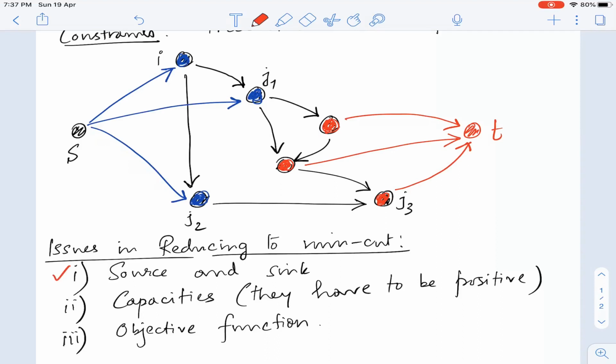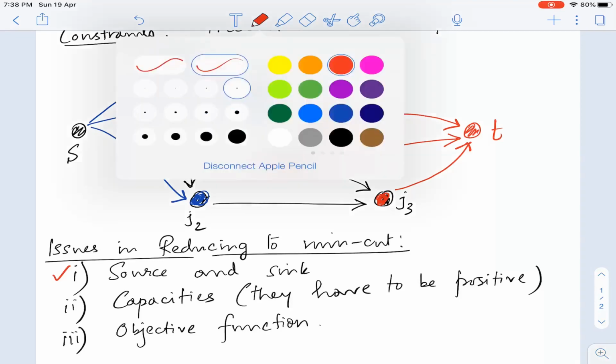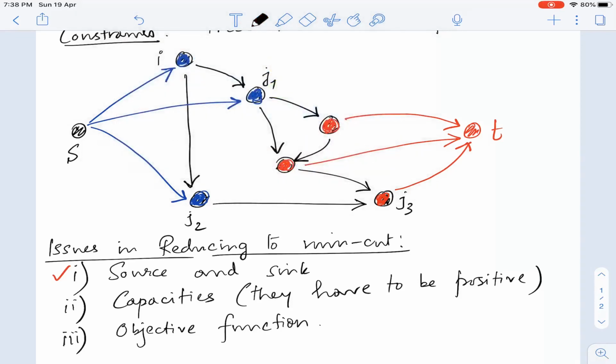Of course, I have not convinced you how this helps, but at least now I have a source and a sink in my construction. Okay, how about the capacities? Well, if I look at a blue edge, I will set its capacity to be the profit of this project I. So if I look at the edge SI, for example, the capacity of this edge is going to be precisely PI. Similarly, the capacity of this is going to be PJ2.